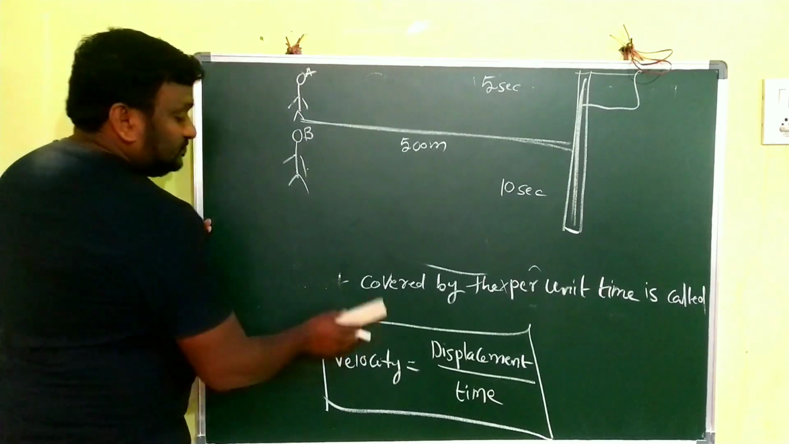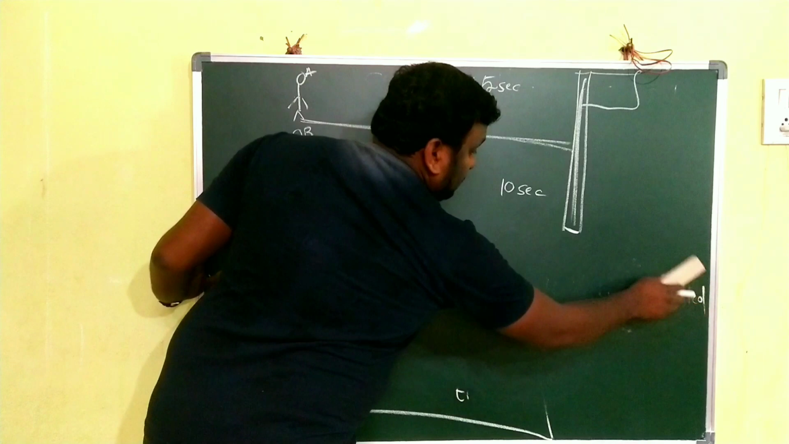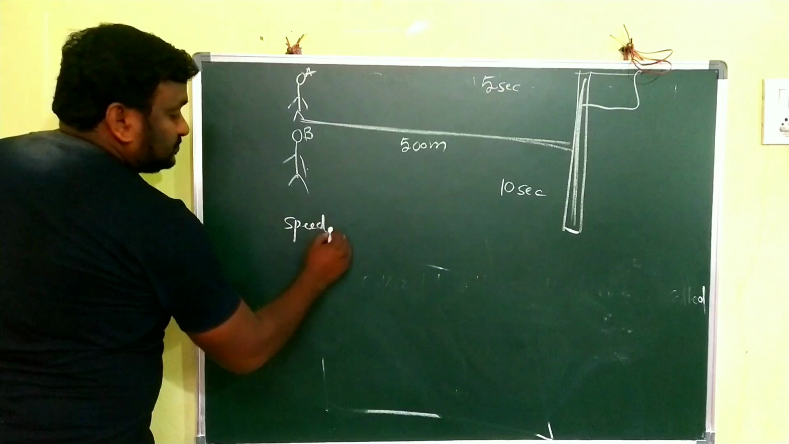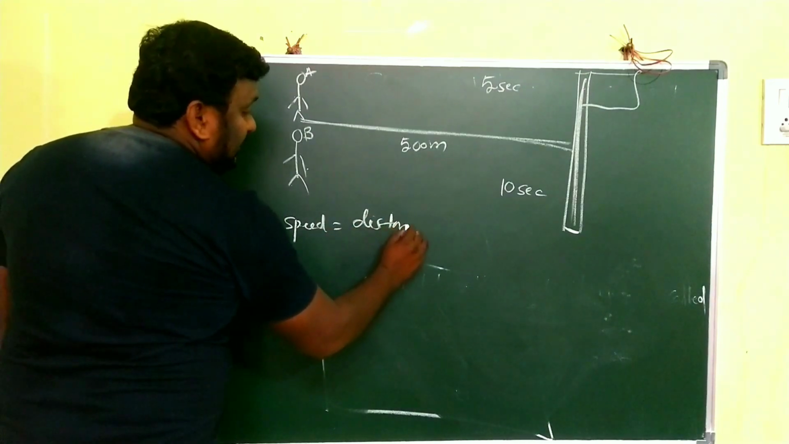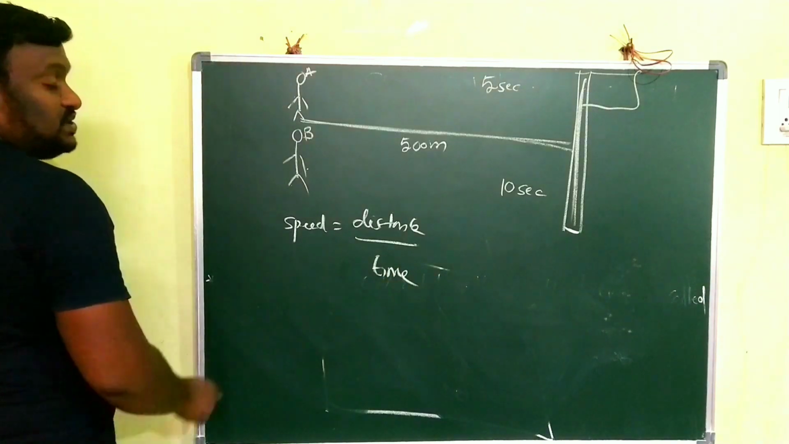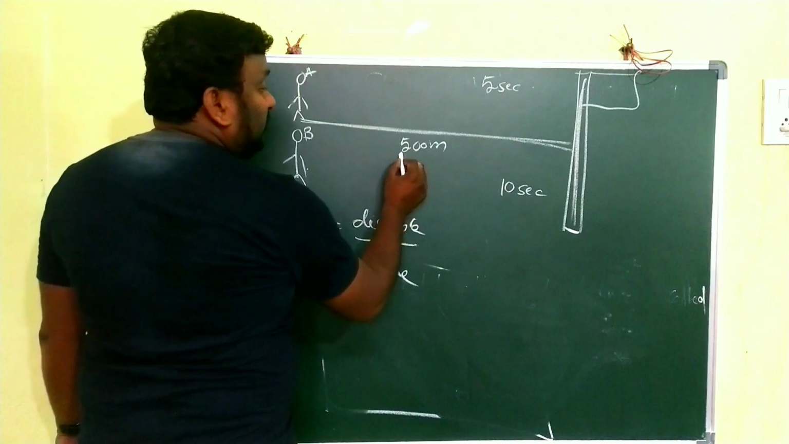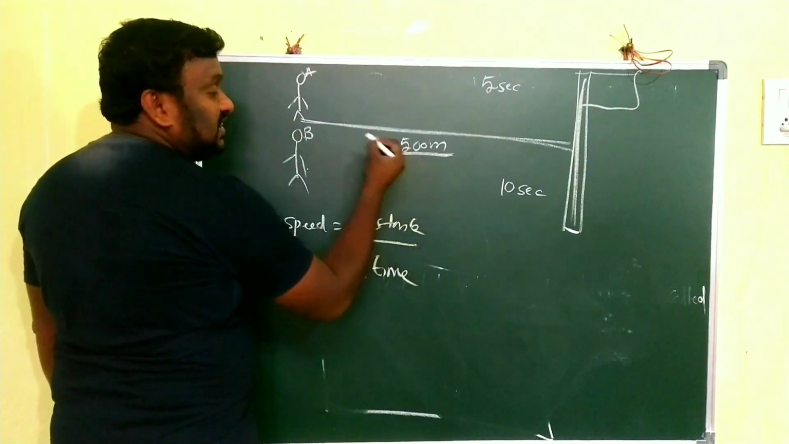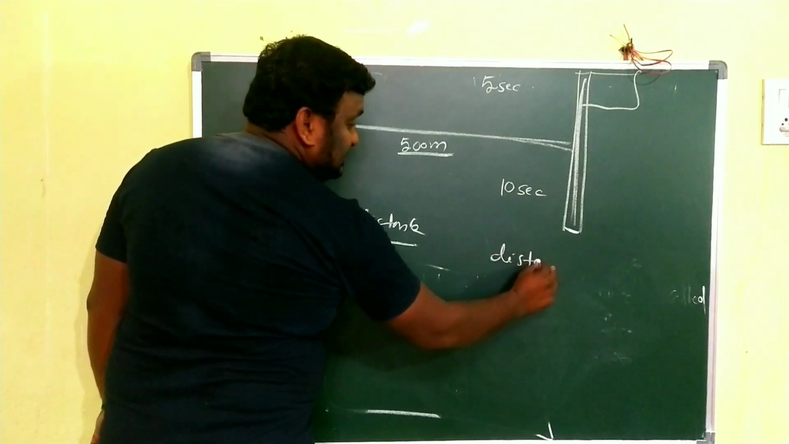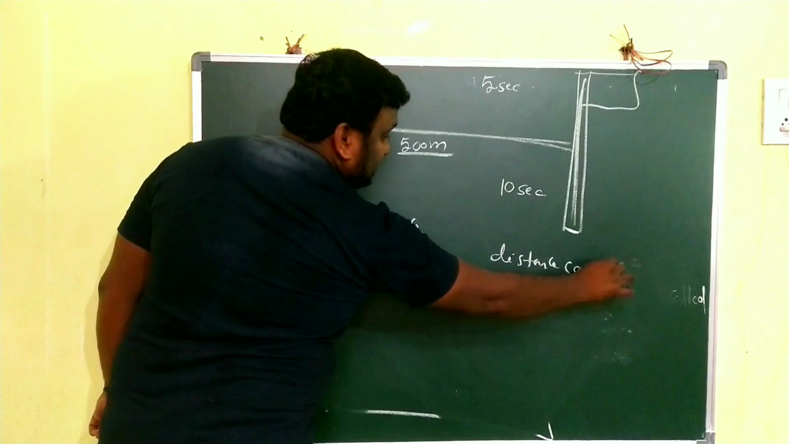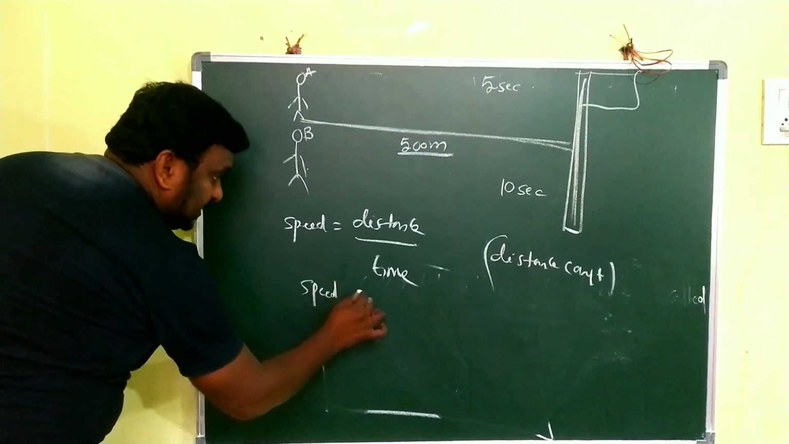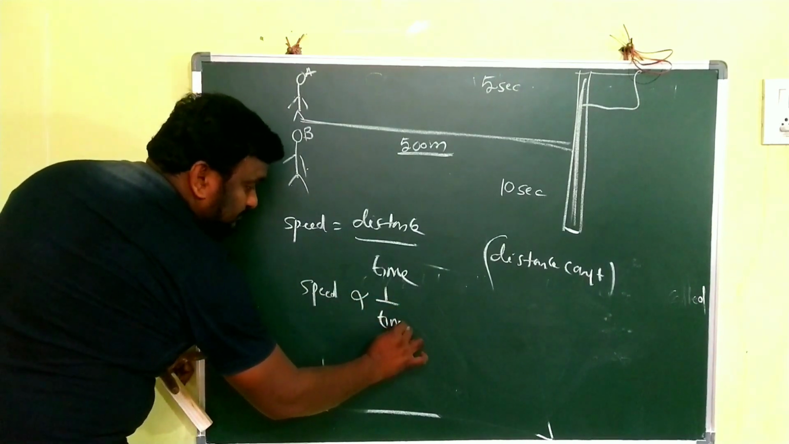How can we say? Simply we can go with the formula. Speed is equal to distance by time. Here for both, 500 meters is the same target. That's why in this case distance is constant. Distance is constant. Then what do you have to say? Speed is inversely proportional to time.